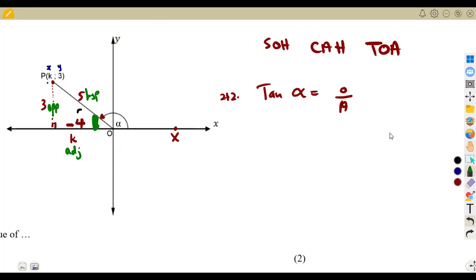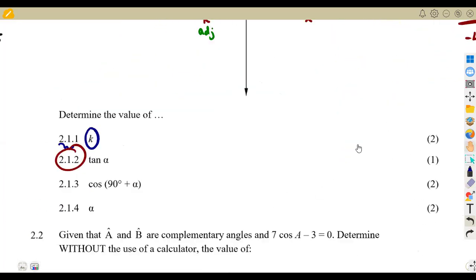So in this case, we need the opposite. What is the opposite? The opposite there is 3, over the adjacent, which is the value of K, the one that we got as -4. So you can leave it like that, or you can write this as -3/4. It's one and the same thing. Okay, let us check the other part of the question.